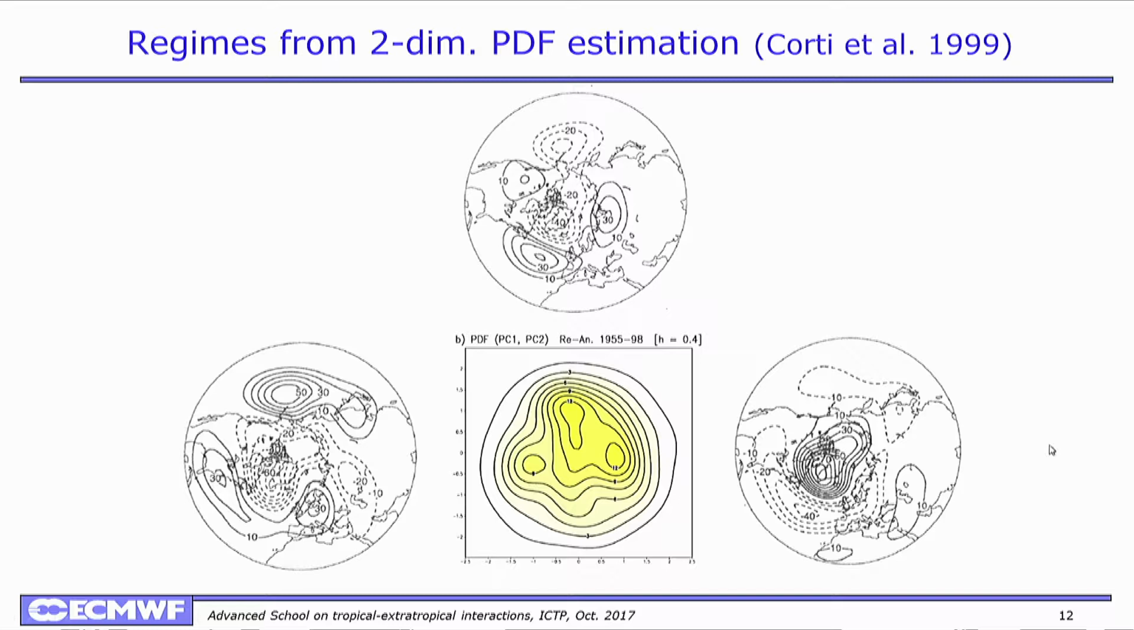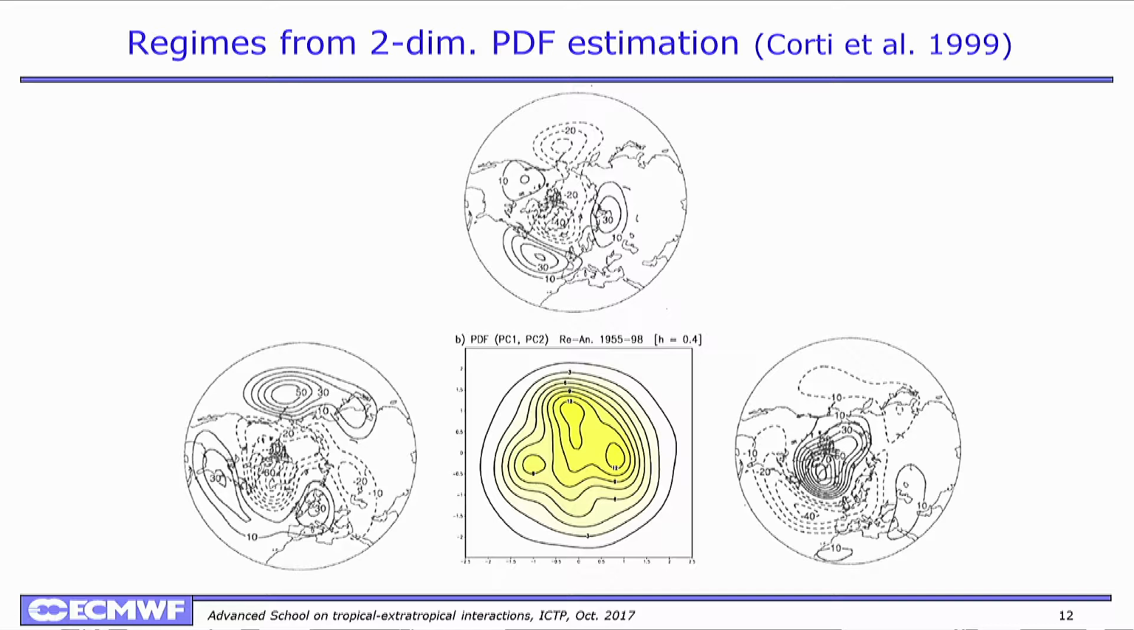These two anomalies have opposite sign in the Pacific and North American sector, but both have a positive projection on the North Atlantic oscillation. The third regime is a negative North Atlantic oscillation. So in this direction, you change the North Atlantic oscillation. In this direction, you change the Pacific structure.